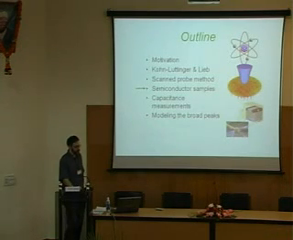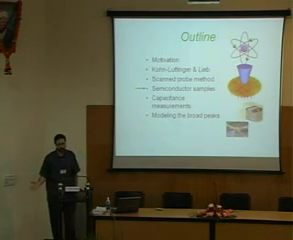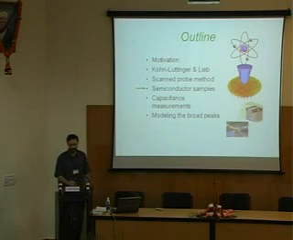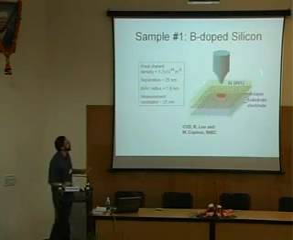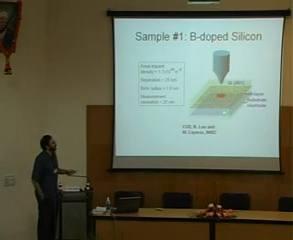Okay, my next couple slides, I'll show you the samples, and then I'll finally get to the data. So sample number 1 is a silicon sample doped with boron. It's pure doped substrate, which we need. Then it just has pure silicon with no impurities, we hope.